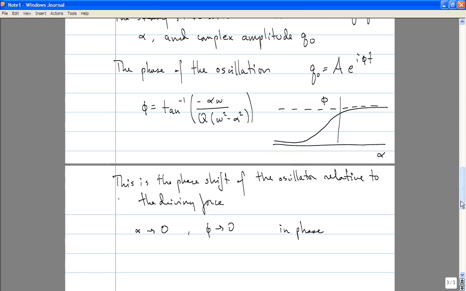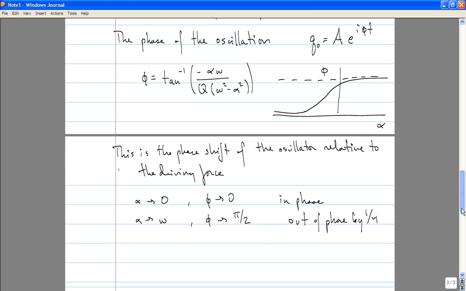When alpha goes to omega, the denominator of this formula diverges, and phi goes to pi over 2. So in this case, the oscillations are out of phase by 1/4. So when the driving frequency is equal to the frequency of the undamped oscillator, the response of the oscillator will be exactly 1/4 of a period behind that of the driving force.